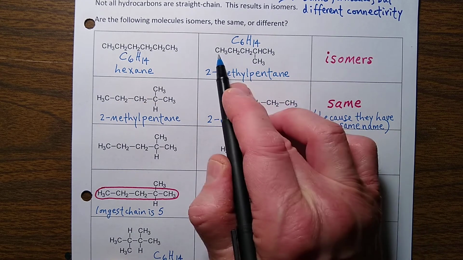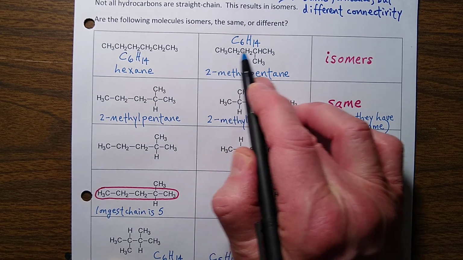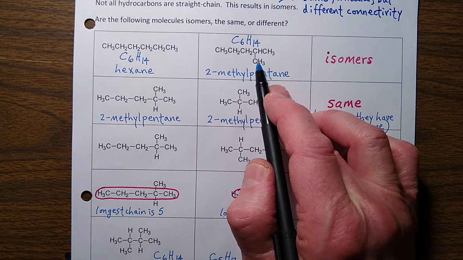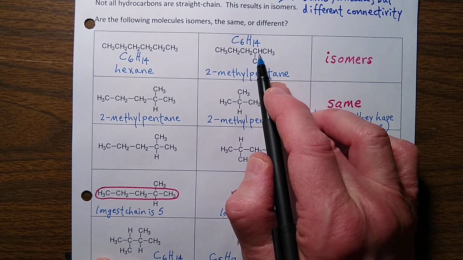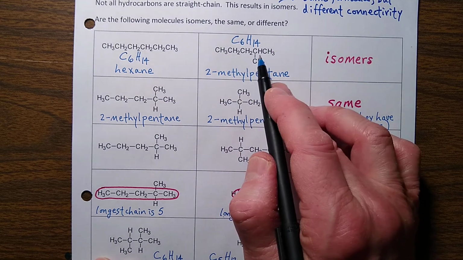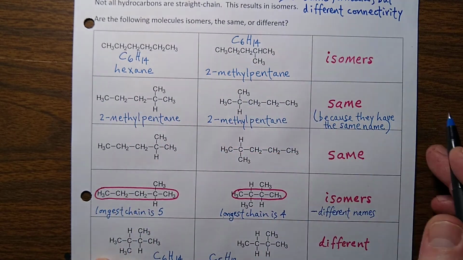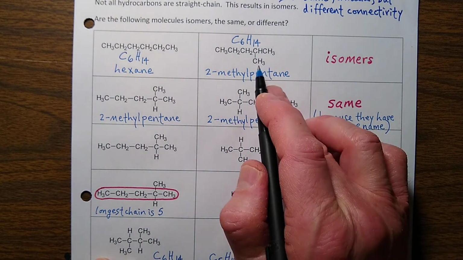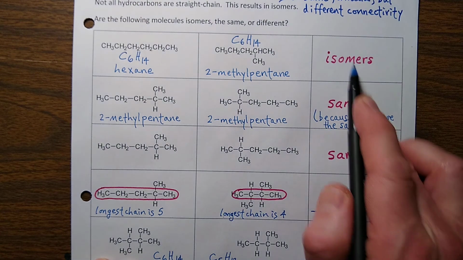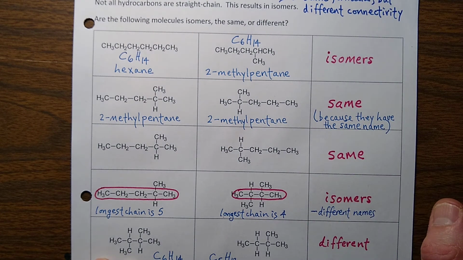Longest continuous chain is 5. I can't go like this and then jump to that. It has to be directly bonded. So if you're not seeing how this is different than that, then draw them out yourself and make sure you can see that they actually are different molecules. So we call them isomers of each other.